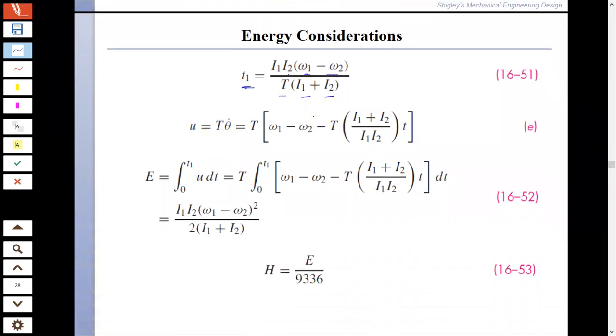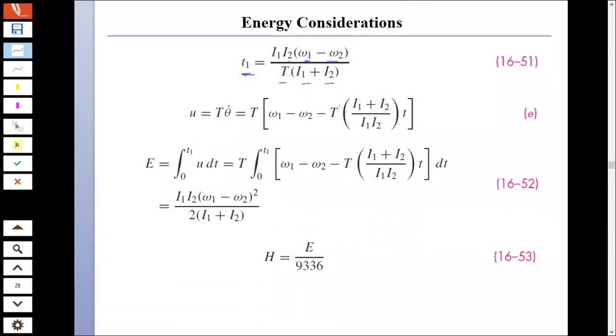Now the energy dissipation, or the energy, is going to be U, right? And we know that that will be equal to torque times velocity, which in general, but over here it is going to be T times theta dot, right?